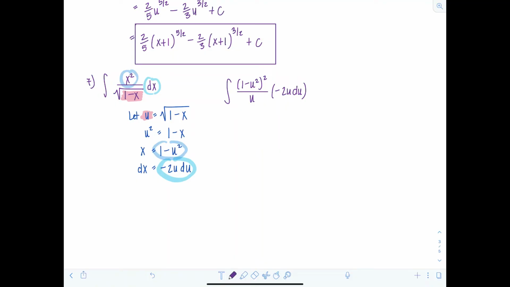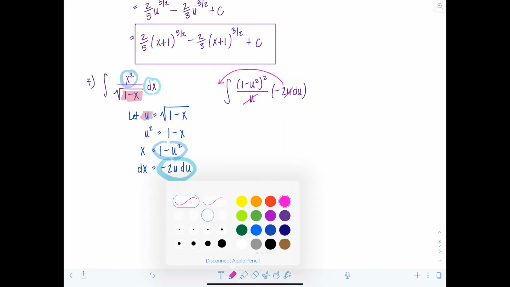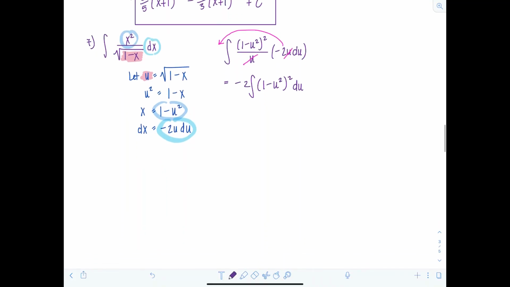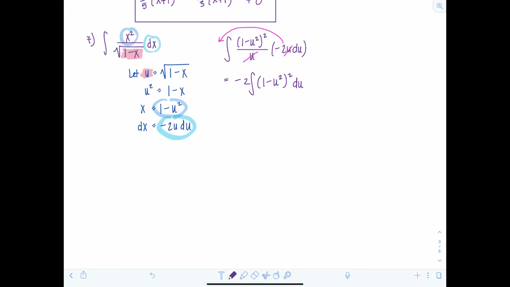Good, now from here, let's start simplifying before we anti-differentiate. So I can cancel out this u, and I can pull this negative 2 outside the integral. So we're going to have negative 2 times the integral of (1 minus u squared) squared du. Now I have to open up these parentheses because I can't do another substitution. There's nothing to sub it with.